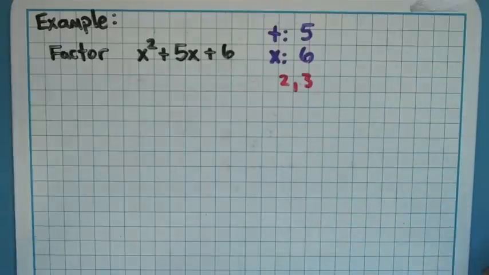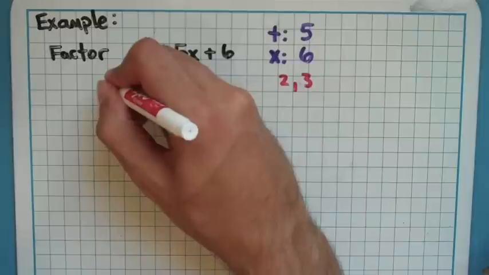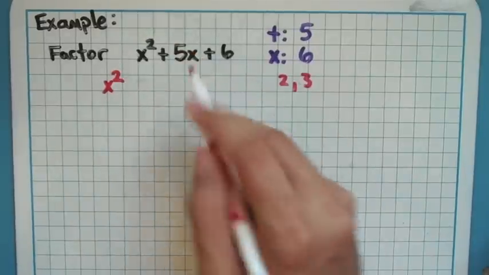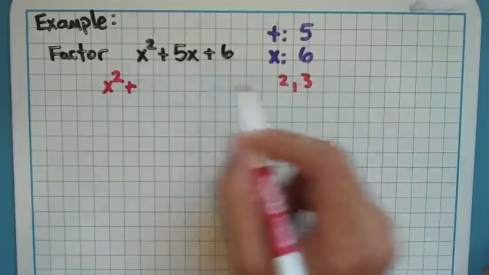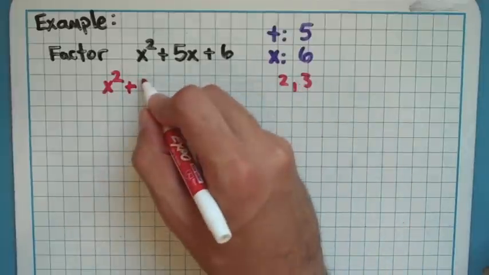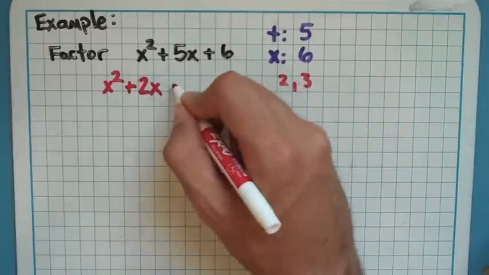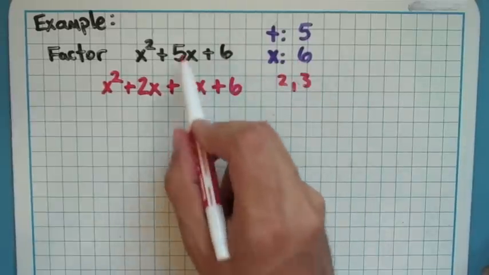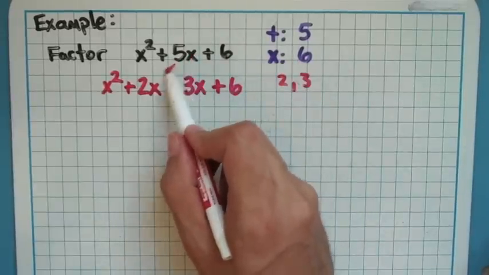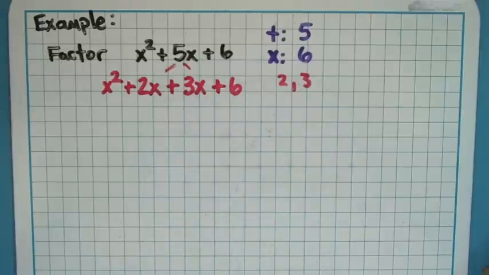So if you look at step 3 in your notes, the next thing we're going to do is rewrite our problem. But we're going to split up our middle guy, our bx term, into our magic number pieces. It doesn't matter which order. So my magic numbers are 2 and 3. I'm going to put x squared plus 2x plus 3x plus 6. You got to have x's on them because there was an x on this guy right here. But I split up my middle part into 2 pieces.